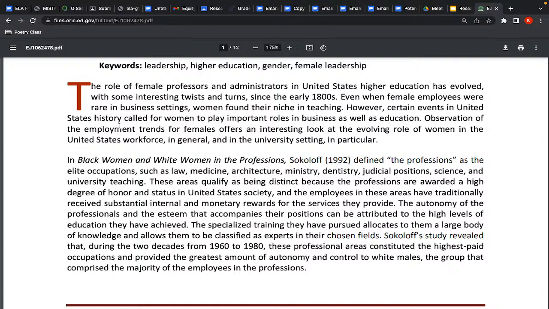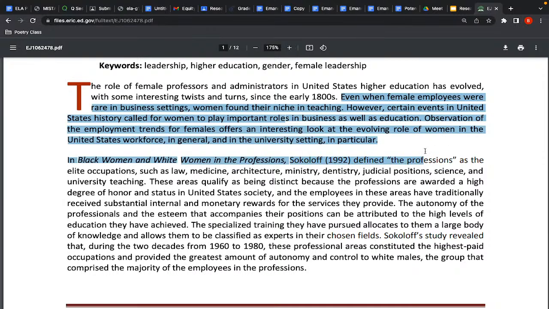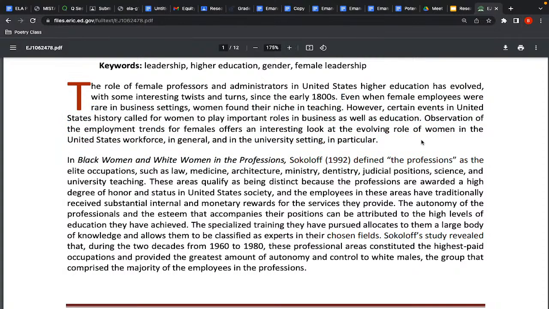The role of female professors and administrators in the United States higher education has evolved with some interesting twists and turns since the early 1800s. Even when female employees were rare in business settings, women found their niche in teaching. However, certain events in United States history called for women to play important roles in business as well as education. Observation of the employment trends for females offers an interesting look at the evolving role of women in the United States workforce in general and the university setting in particular.